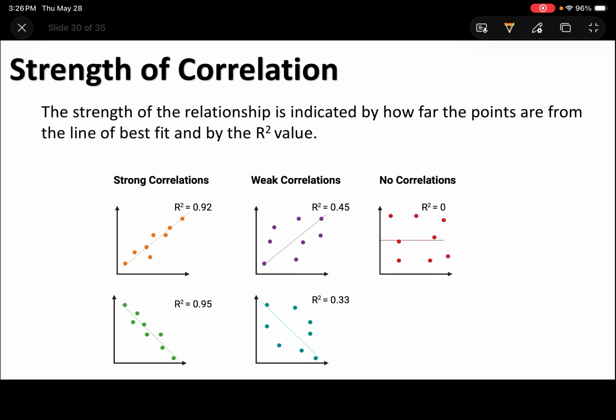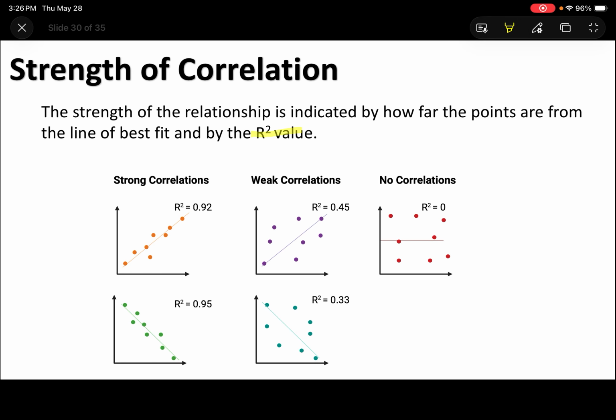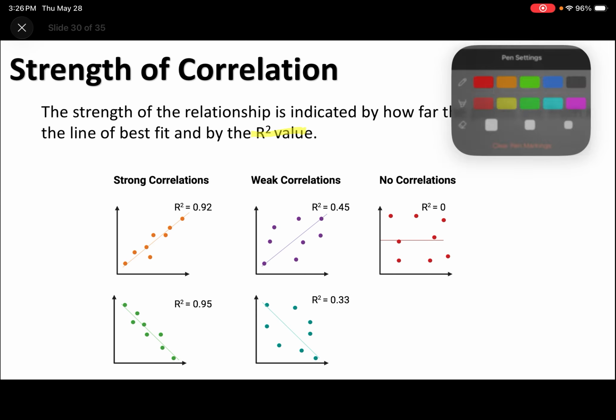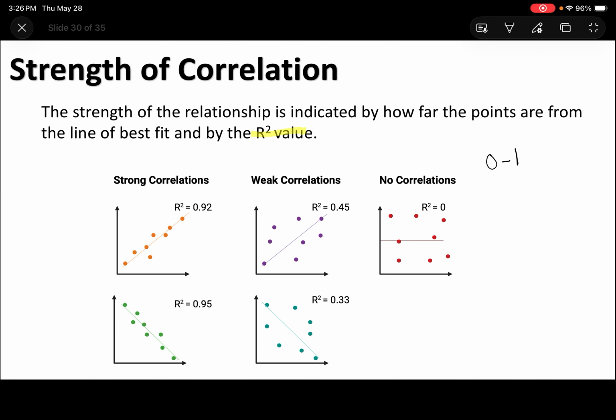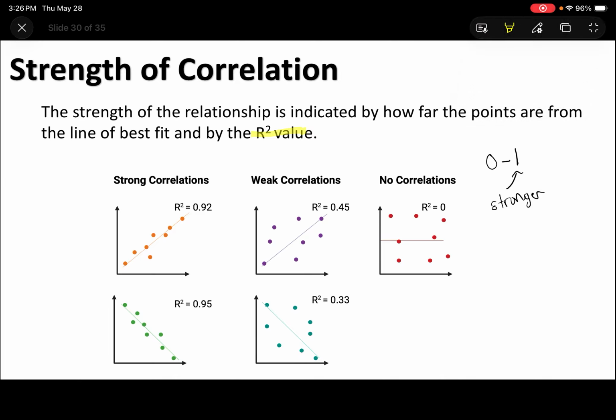We can also look at how strong of a correlation there is, so how strong the relationship is between these two variables. And we do this by calculating something called the R-squared value. What this means is it gives us a number between 0 and 1. The closer that number is to 1, the stronger the relationship is. So we will say something has a strong correlation if it has a number closer to 1. If it has a weak correlation, it has a number that's lower, and no correlations are going to be close to 0. So this tells us how strong the relationship is between two variables.